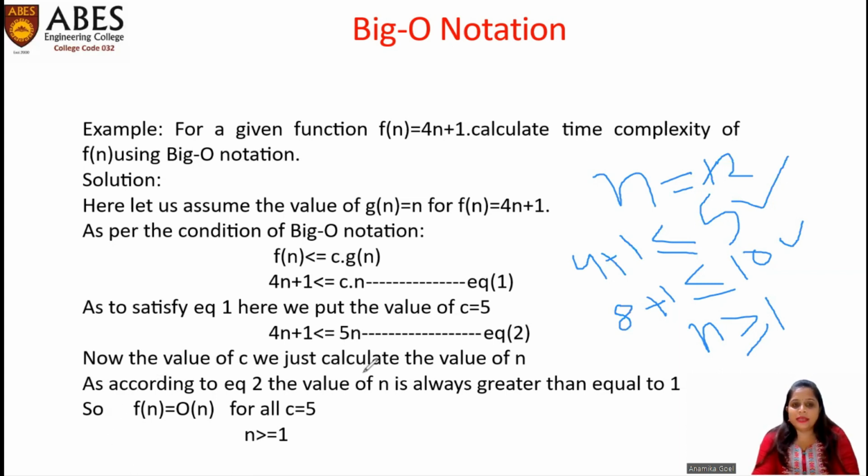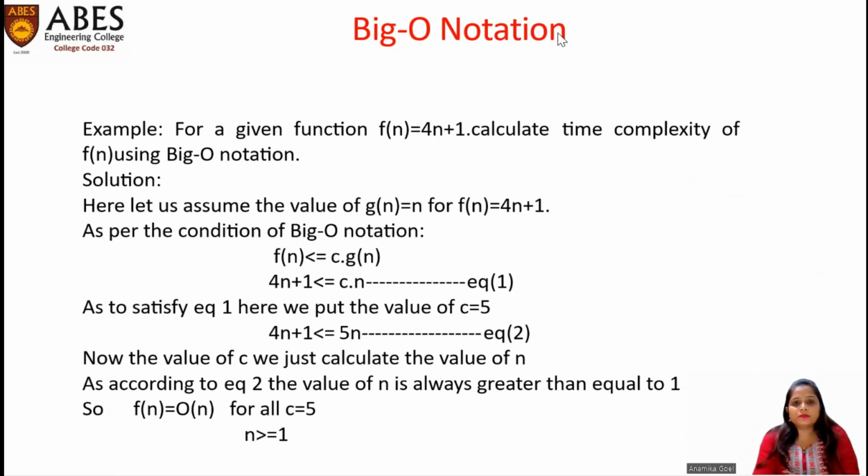So we can say that the complexity of function f of n in terms of g of n is f of n equal to order of n for c equal to 5 and n greater than or equal to 1. That is Big-O notation. I hope you understand very well.